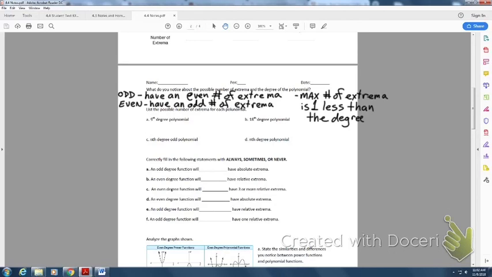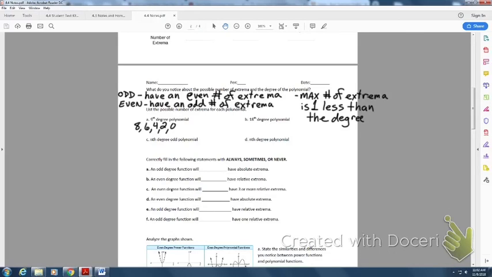Okay, so again, really looking at this lesson, really looking at the degree. What does the degree tell us? Right now we're just looking at the extrema. So on the next question, a 9th degree polynomial, 1 less than 9 is 8. That's the max number that it can have. And because 9 is an odd number, it can have any even number of extrema. 8, 6, 4, 2, 0.